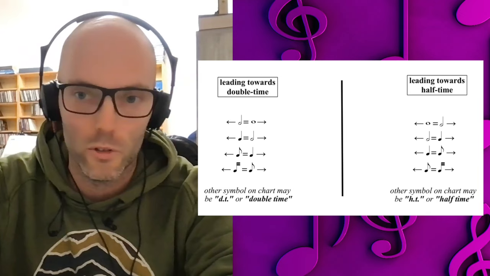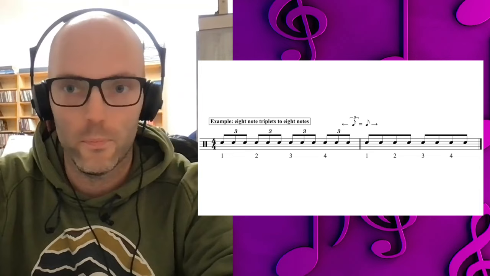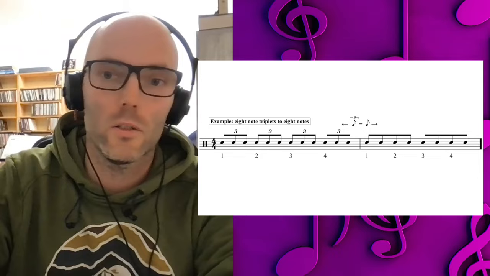Another example would be the modulation from 8th-note triplets to 8th notes, as you can see on the following slide. So one 8th-note triplet out of 3 has the same value as one 8th note. Let me demonstrate. One bar count off.